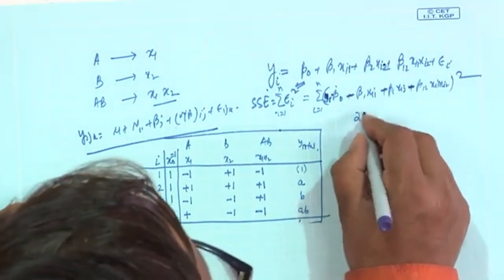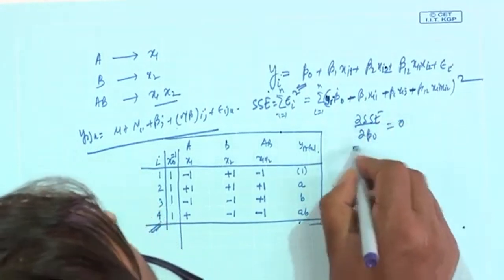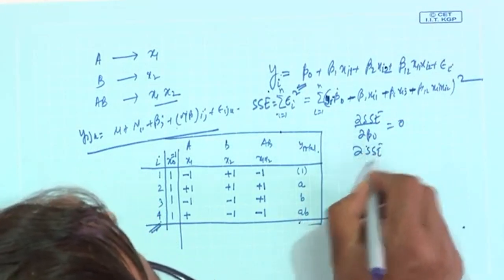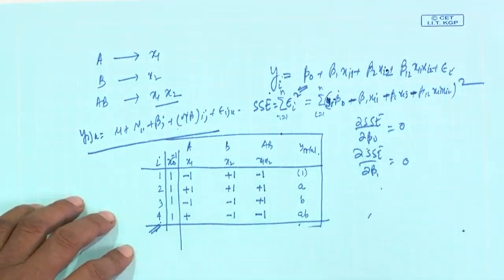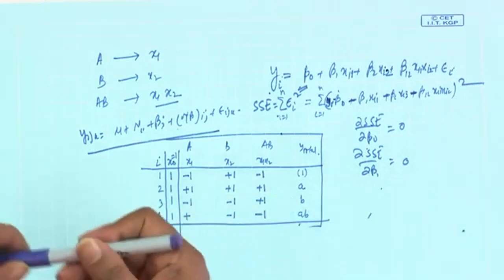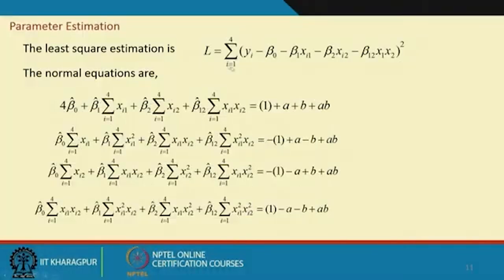So, what you do now is set del SSE by del beta 0 to 0, del SSE by del beta 1 to 0, and in this manner you solve all those equations. The resultant equations are simple, like this. This is my function that is to be minimized, which is basically the SSE.